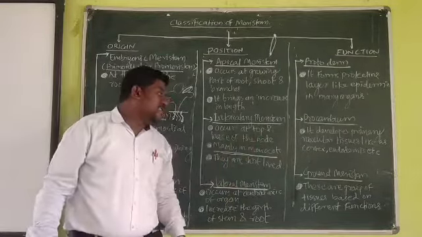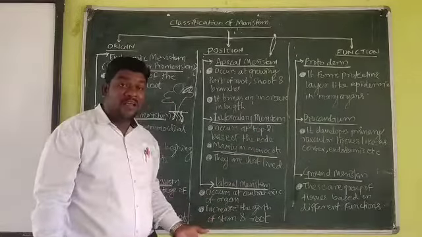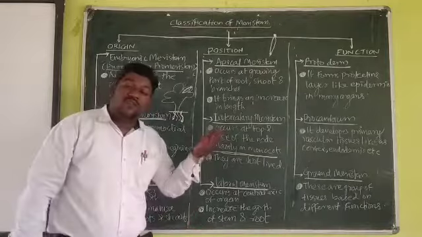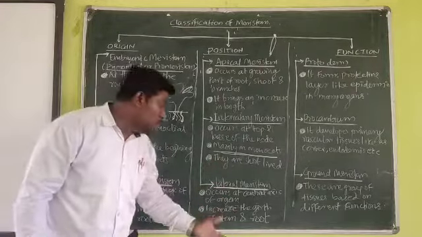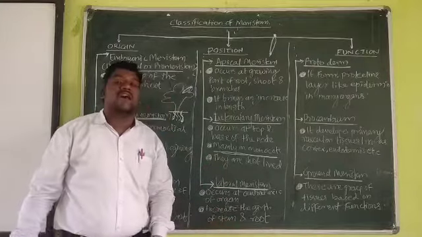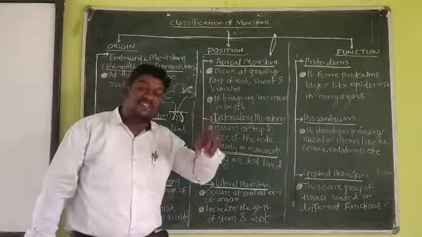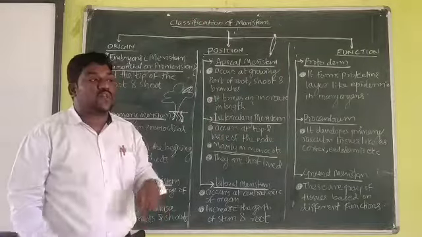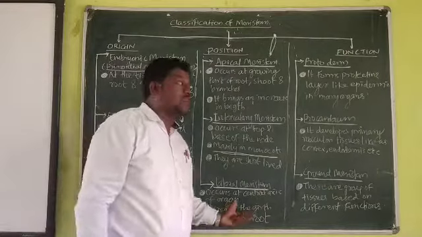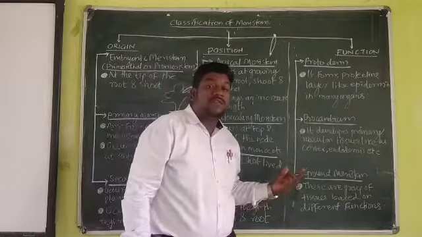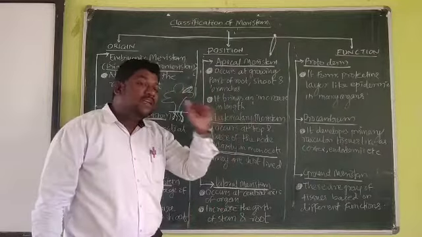Thereafter intercalary meristem, it is short lived, found in monocots, and its position is the base of the node. And the third one is the lateral meristem. What is its function? It occurs at the central axis, the middle region, and it helps in an increase in the girth of the stem.